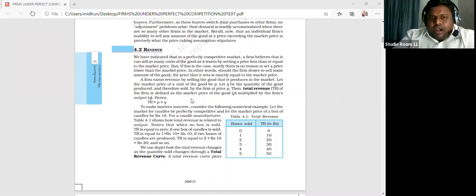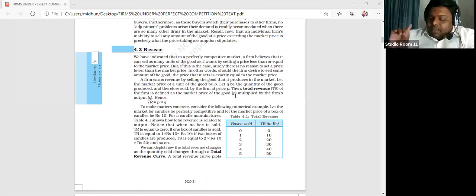Okay, so TR of the firm, total revenue, is defined as the market price of the good, P, that the firm sold in the market. Clear? Basically, that should be multiplied by the quantity sold.